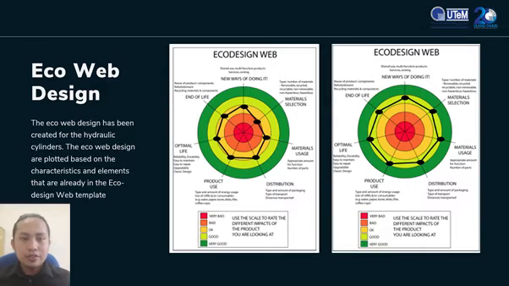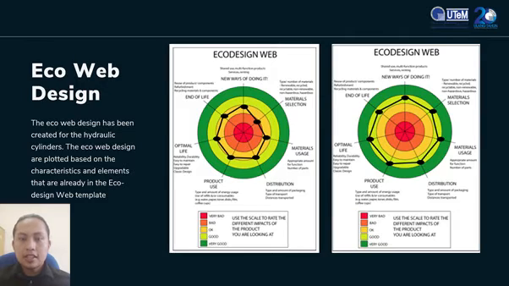So let's move on to the eco-design web. The eco-design web results of the hydraulic piston for both the original and redesigned hydraulic cylinder are also met. This eco-design web is plotted based on the characteristics and elements that are already in the eco-design web template. The full design of the hydraulic piston is plotted in the 7 parts of the eco web, so that all the elements in the eco-design web are fully considered for both the original and redesigned hydraulic cylinder.